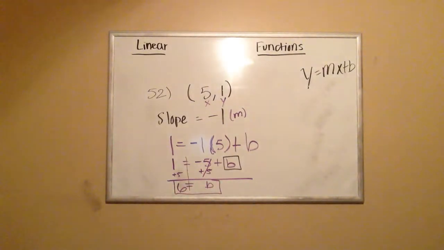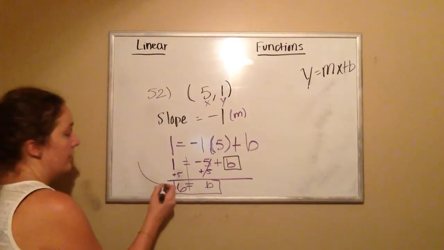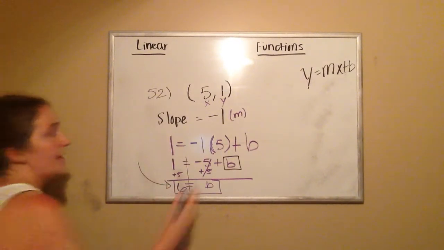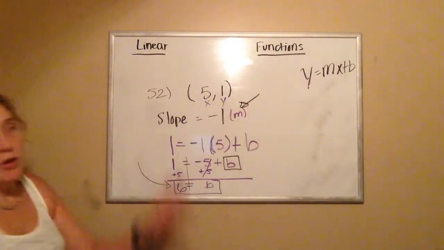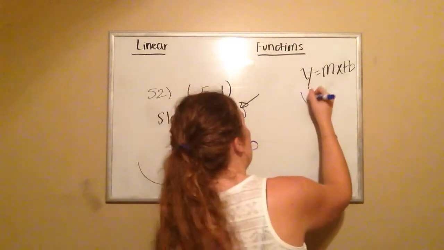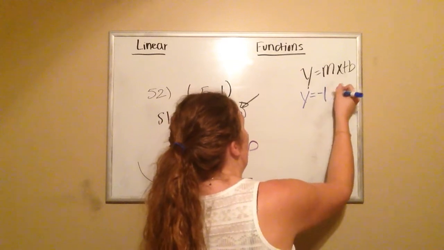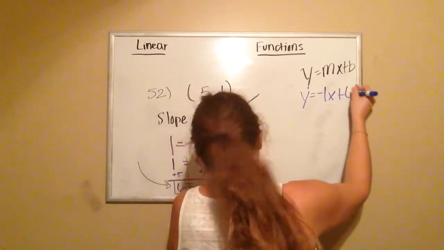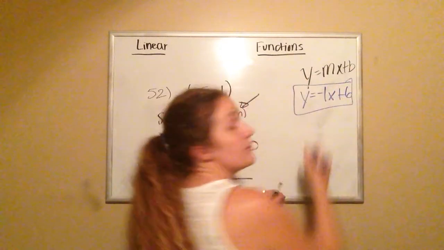Well, guess what? Now we have our y-intercept. Now we have our slope. We just get to plug them in now. So we get y is equal to negative 1x plus 6. And there's our answer.